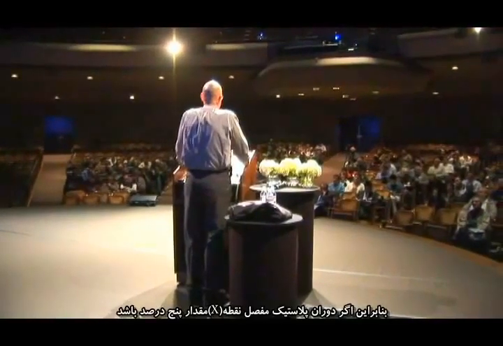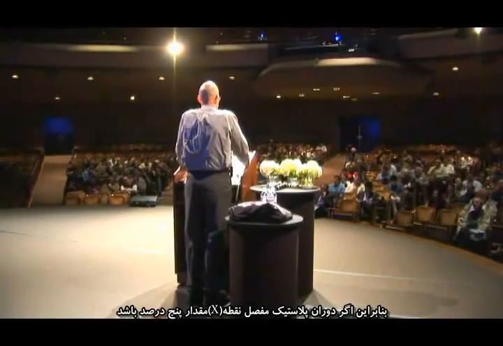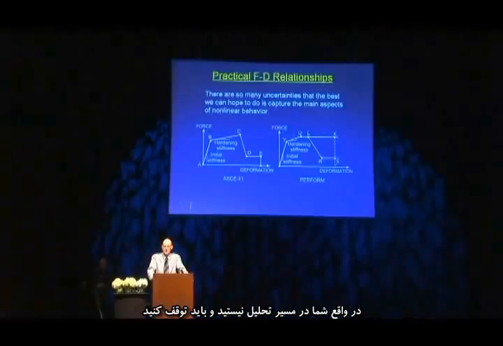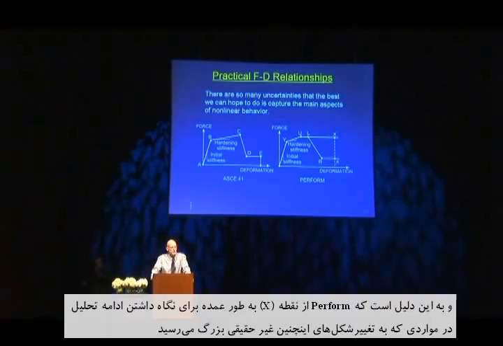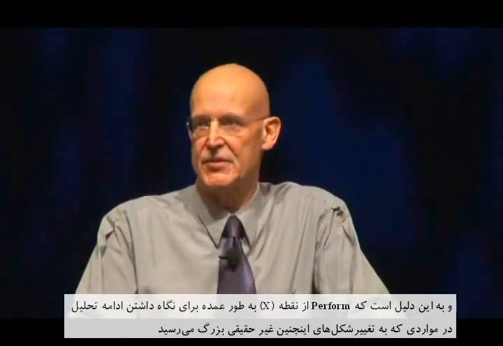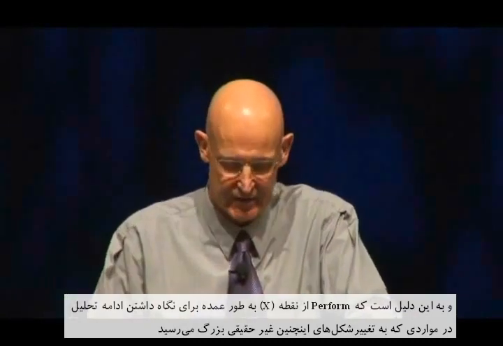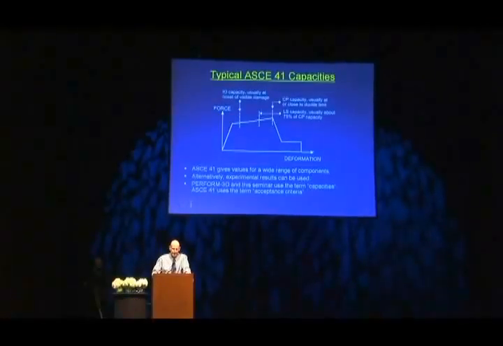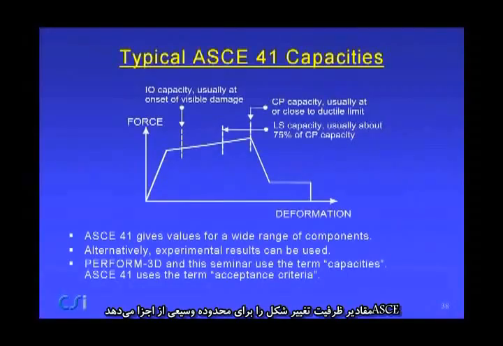So if this was, say, plastic hinge rotation and point X were 5% hinge rotation, if you've got that much hinge rotation, there's no point really in continuing the analysis, you may as well stop. And that is what Perform uses the X point for mainly, to stop the analysis in case you get deformations which are unrealistically large. ASCE gives deformation capacities for quite a wide range of components.